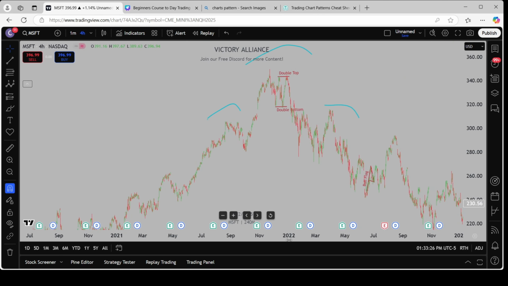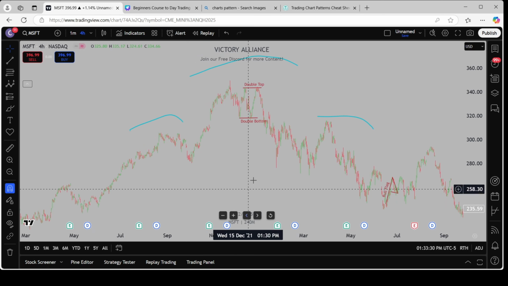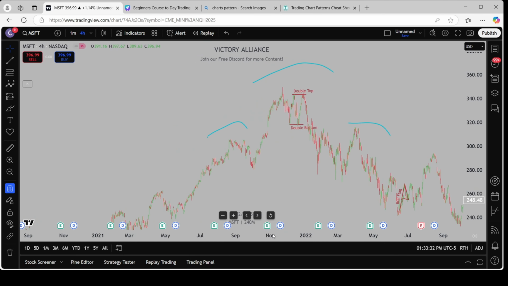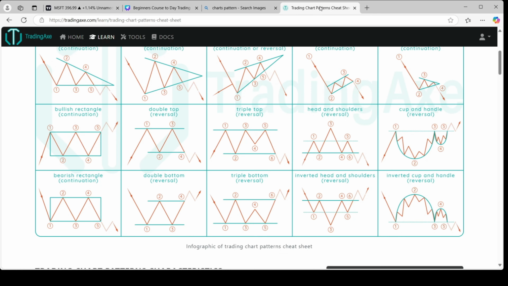All right. So we looking further out. We zoomed out. Look what we got here. First off, let's go to the cheat sheet. Let's see if we have a head and shoulders. Here, go right here. Head and shoulders pattern.